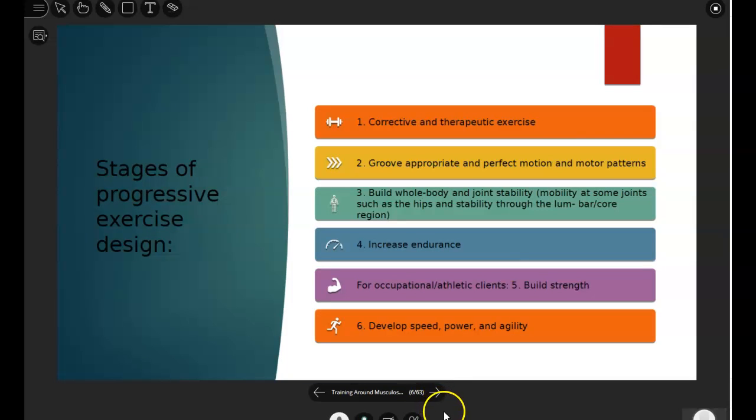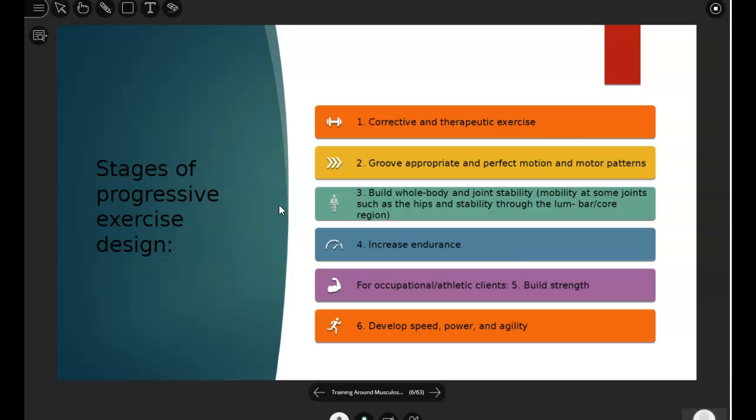So what are the stages of progression in exercise design? In the strength and conditioning realm, personal training realm, and physical therapy realm, there's a lot of crossover, because if somebody's injured, they need corrective and therapeutic exercises. They need to learn how to do movement patterns correctly in a way that's not going to hurt them again. And they need to build whole body and joint stability. They also need mobility at certain joints as well.